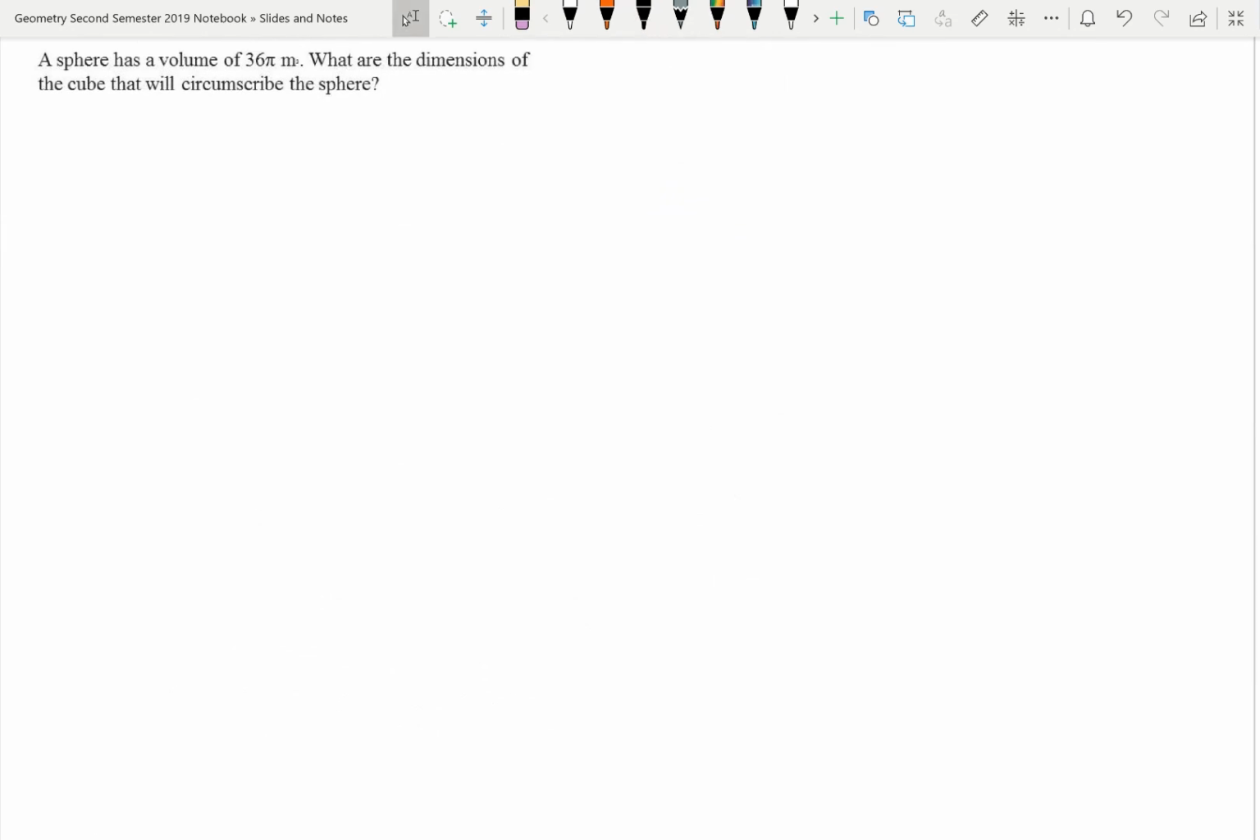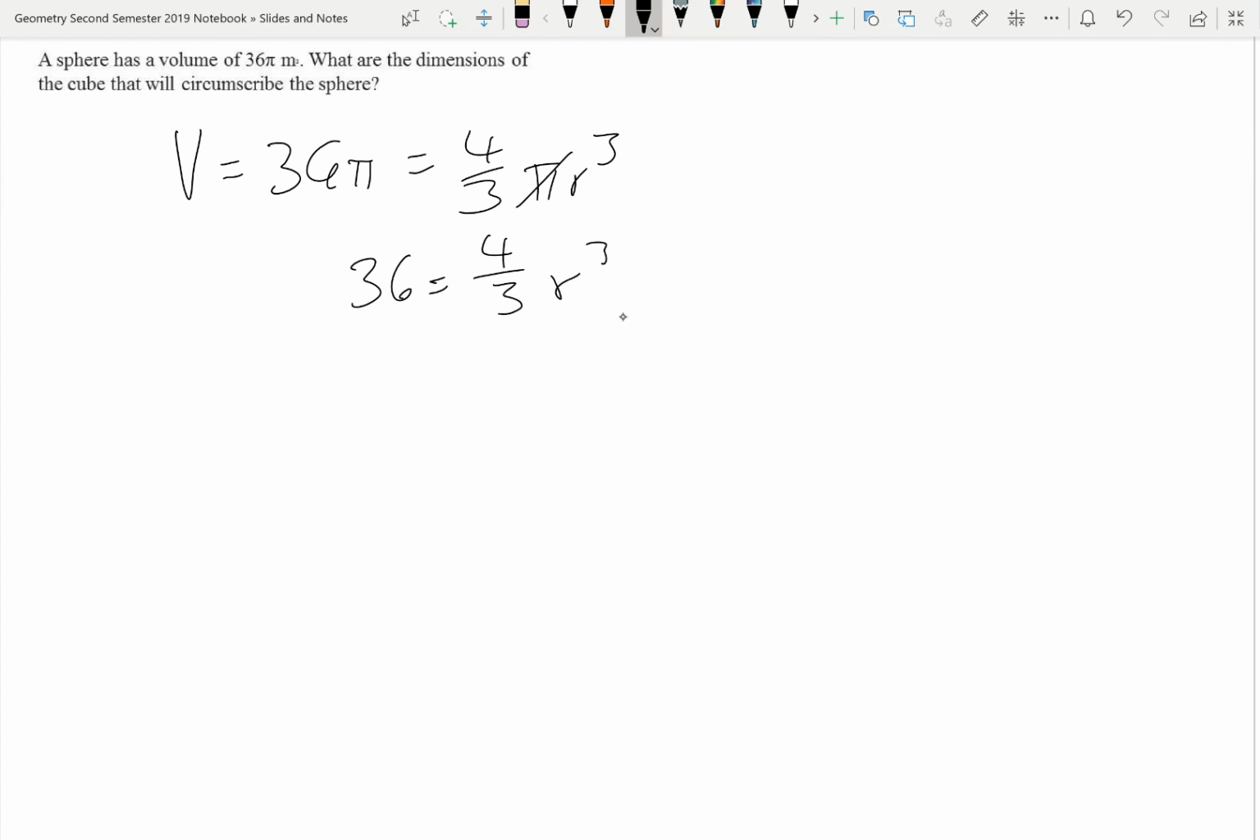A sphere has a volume of 36 pi meters cubed. What are the dimensions of the cube that will circumscribe the sphere? So the volume of the sphere is 36 pi. That's equal to 4/3 pi r cubed. First thing I'm going to do is divide both sides by pi, canceling pi from both sides. So that's 36 equals 4/3 r cubed. Then multiply both sides by the reciprocal of 4/3, that's 3/4.